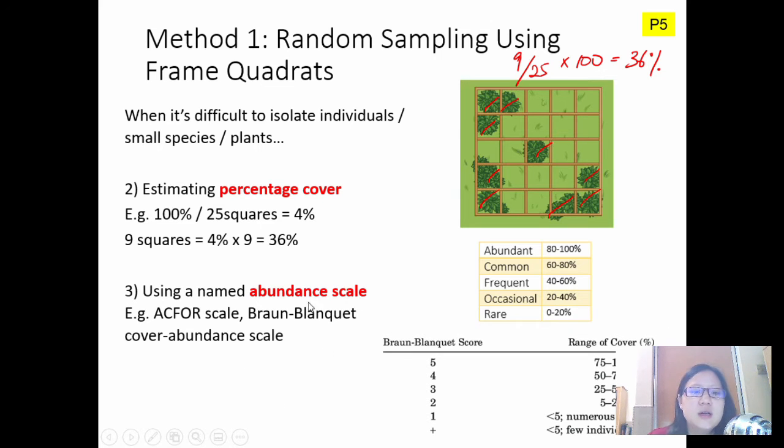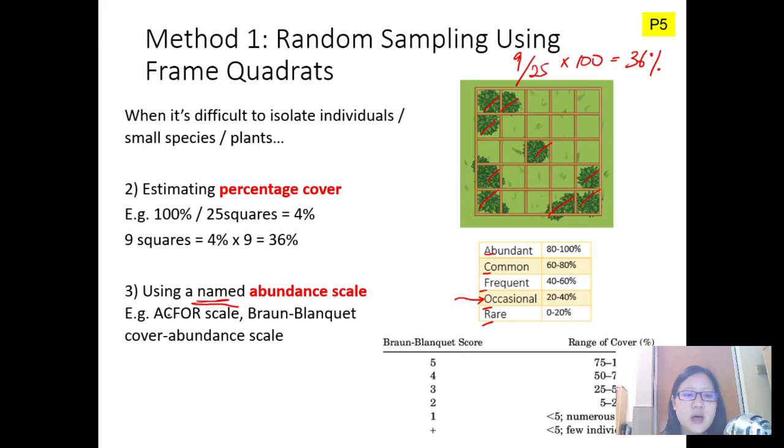And for abundance scales, there are two here, ACFOR and Braun-Blanquet. In the exam, you do need to name it, so you have to name either this or this. It will come out in mark schemes, yeah? So what is the ACFOR scale? ACFOR stands for abundant, common, frequent, occasional, and rare. Basically, each of these categories has a range of percentage cover. So instead of saying that it's about 30 to 40 or 20 to 30%, you can say that, according to the ACFOR scale, it is an occasional species. The species is put into the occasional category.